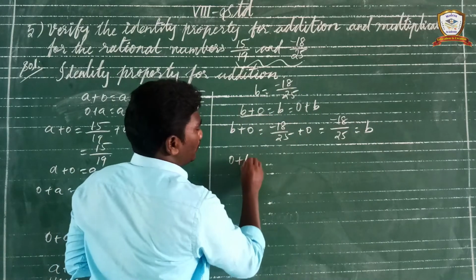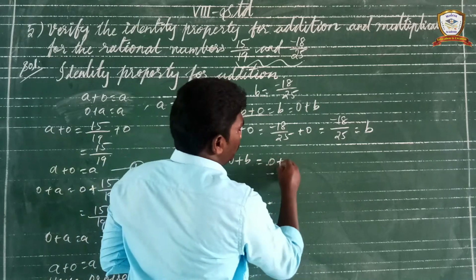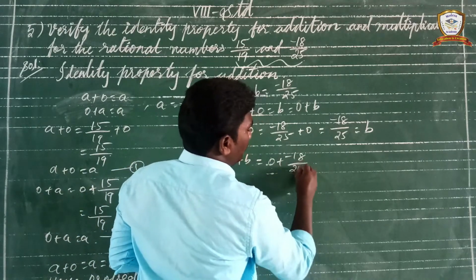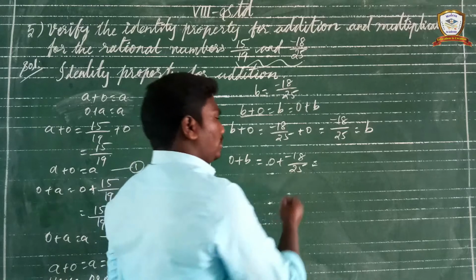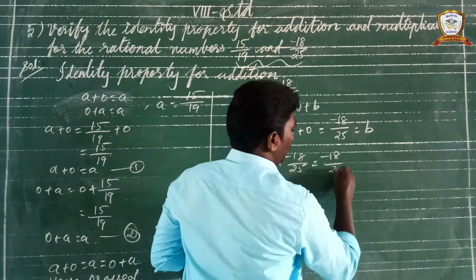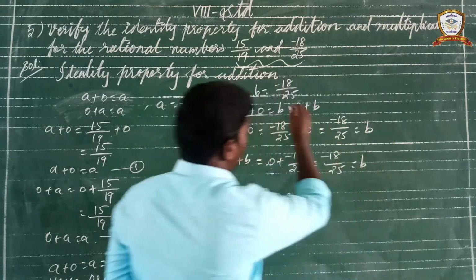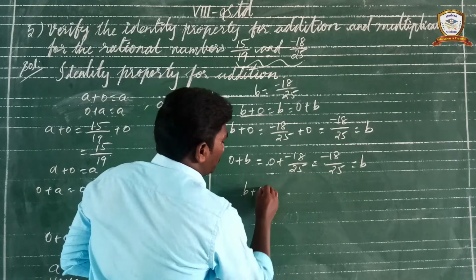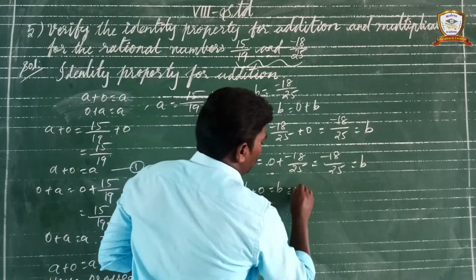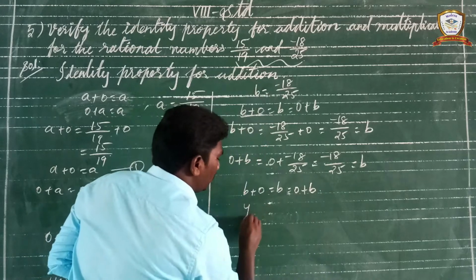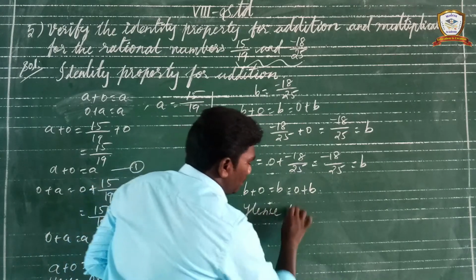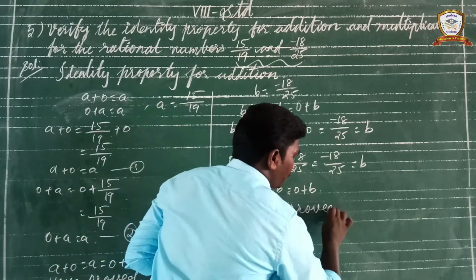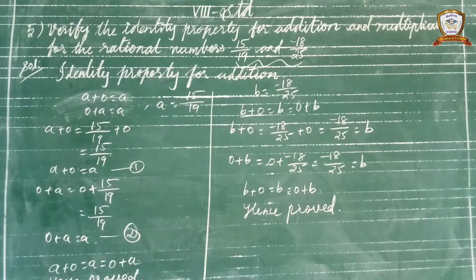The next, 0 plus b is equal to 0 plus minus 18 divided by 25. What's the answer? Minus 18 divided by 25 only. This one was b. Therefore both are also equal. Therefore b plus 0 is equal to b is equal to 0 plus b. Therefore identity property for addition is hence proved. Are you clear? Any doubt?